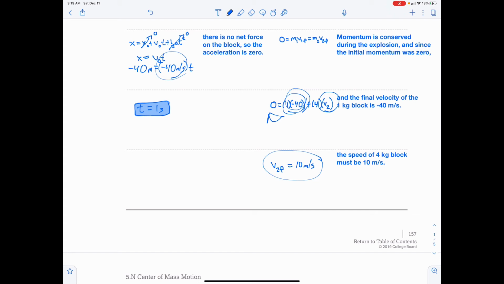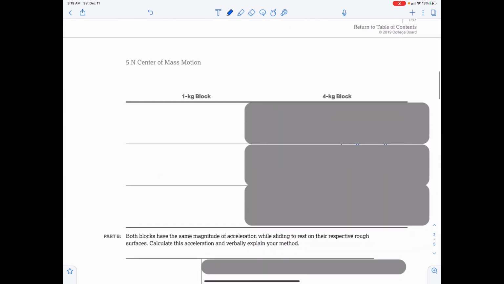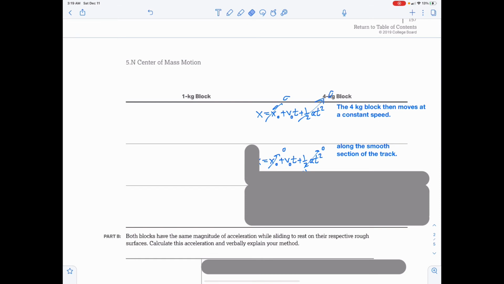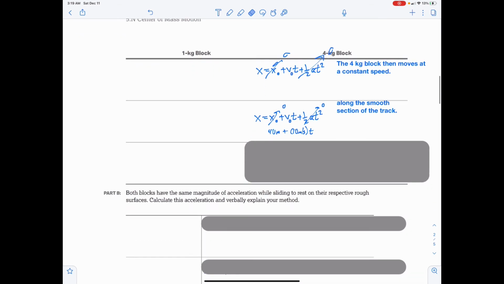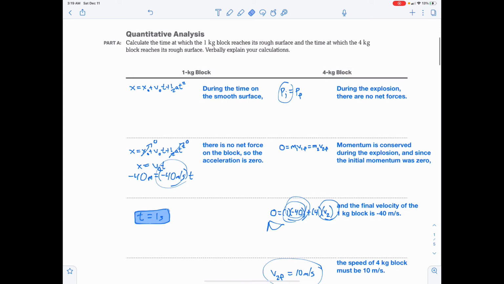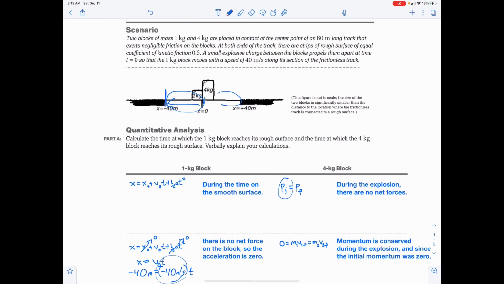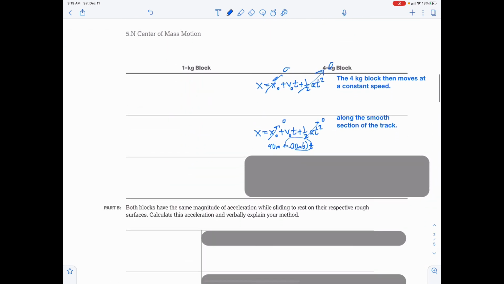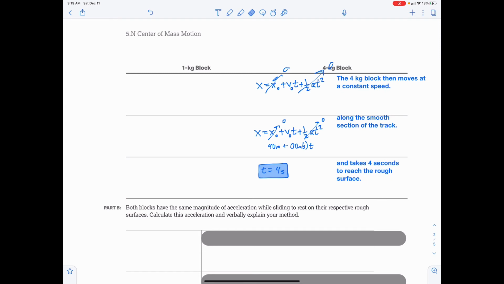Now, once we know that, we can use the kinematics formula. The 4 kilogram block moves at a constant speed. Again, the acceleration part is 0. And plugging in, it's going to move 40 meters to the rough surface to the right at a rate of 10 meters per second. So if you divide the 40 by the 10, it'll take 4 seconds to reach the rough surface.